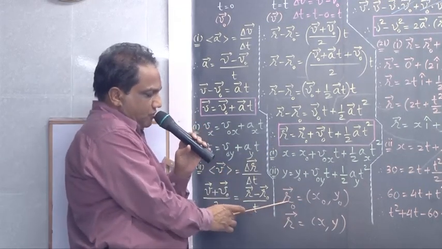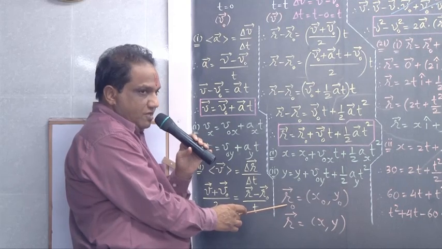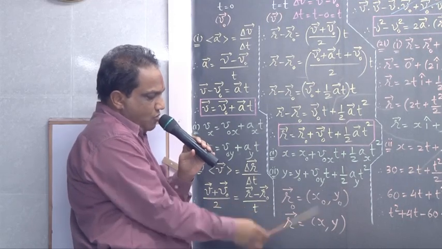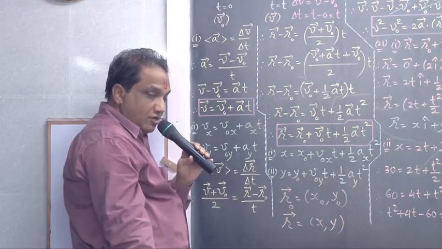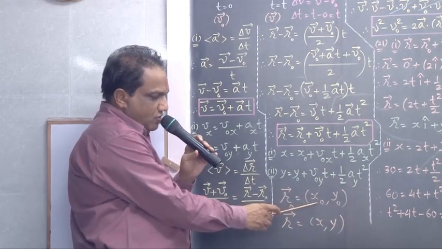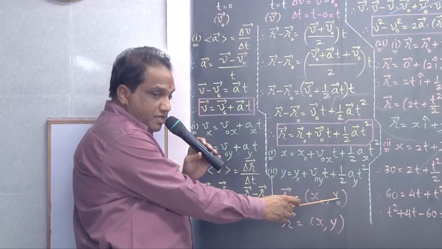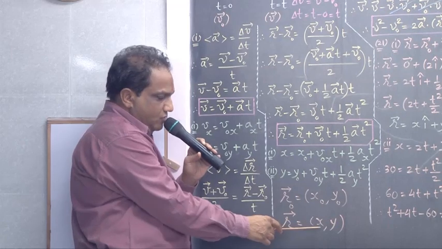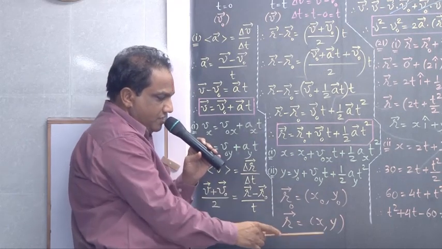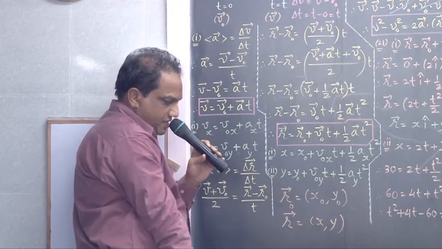Final position vector. Look. The initial position vector you can write this way: vector r0 equals x0 comma y0. In vector notation, x0 i hat plus y0 j hat. The final position vector, vector r equals x comma y. In vector notation, x i hat plus y j hat.